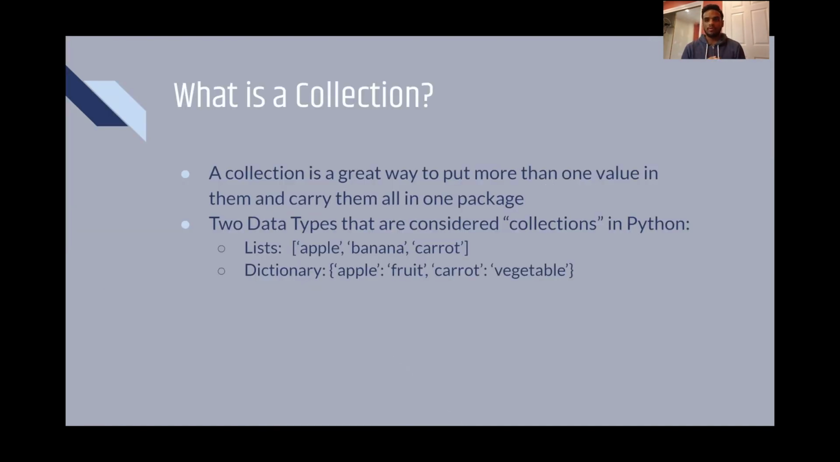Before we go into what a dictionary is, let's talk about a collection, right? A collection is a great way to put more than one value in them and carry them in one package, right? It's just like a package of items. As I mentioned just moments ago, there are two data types that are considered collections in Python: a list, which we already talked about, and the one we're going to be talking about today, dictionaries. They're another collection in Python. Lists and dictionaries look similar to each other, but they are completely different in how we access their elements and values.